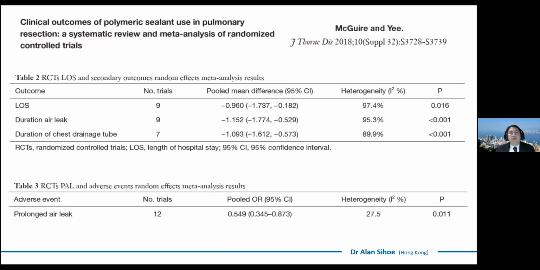And that's why when you do a systematic review and meta-analysis nowadays, you're more likely to find good evidence that not only air leak duration, but also chest drain duration and length of stay can be positively influenced by the use of sealants. We're getting better results in that regard. And hopefully that's where we're going to move on to.